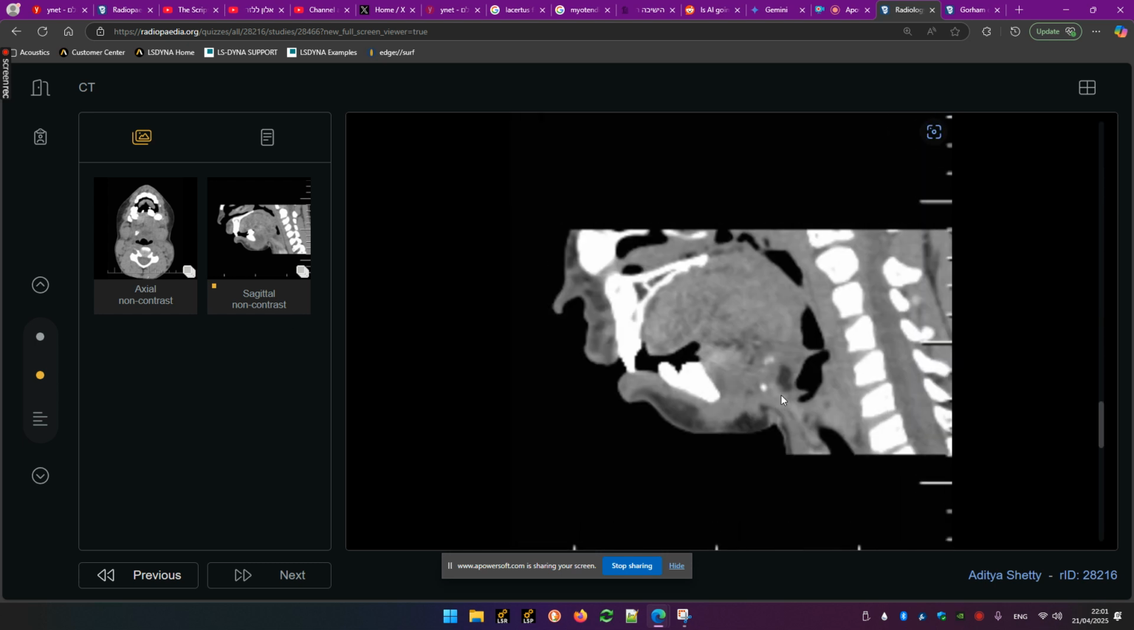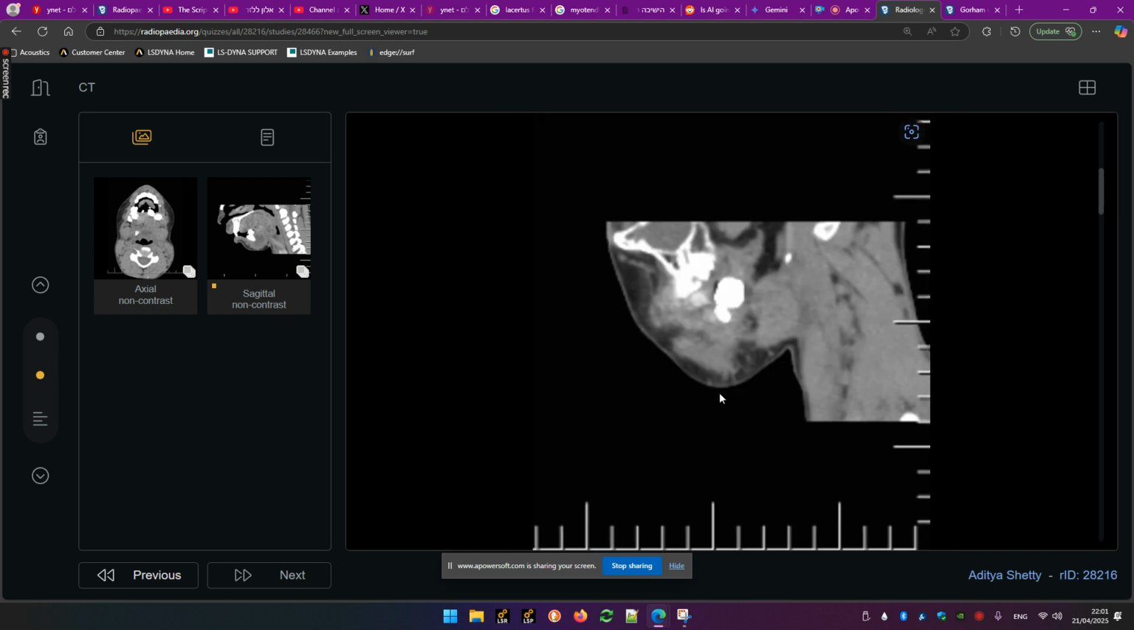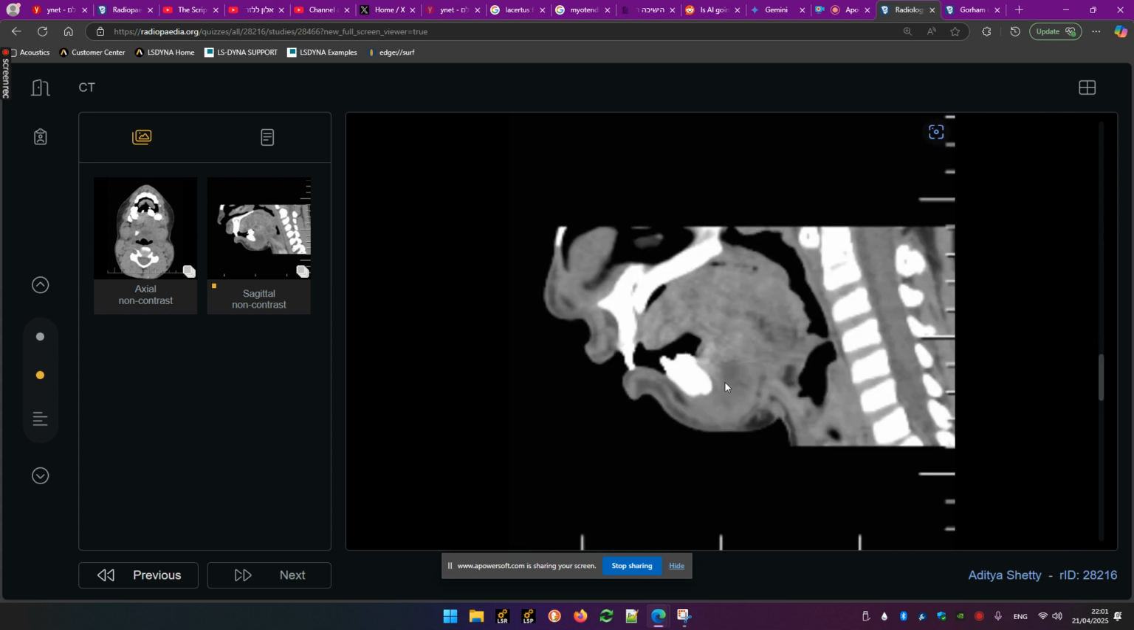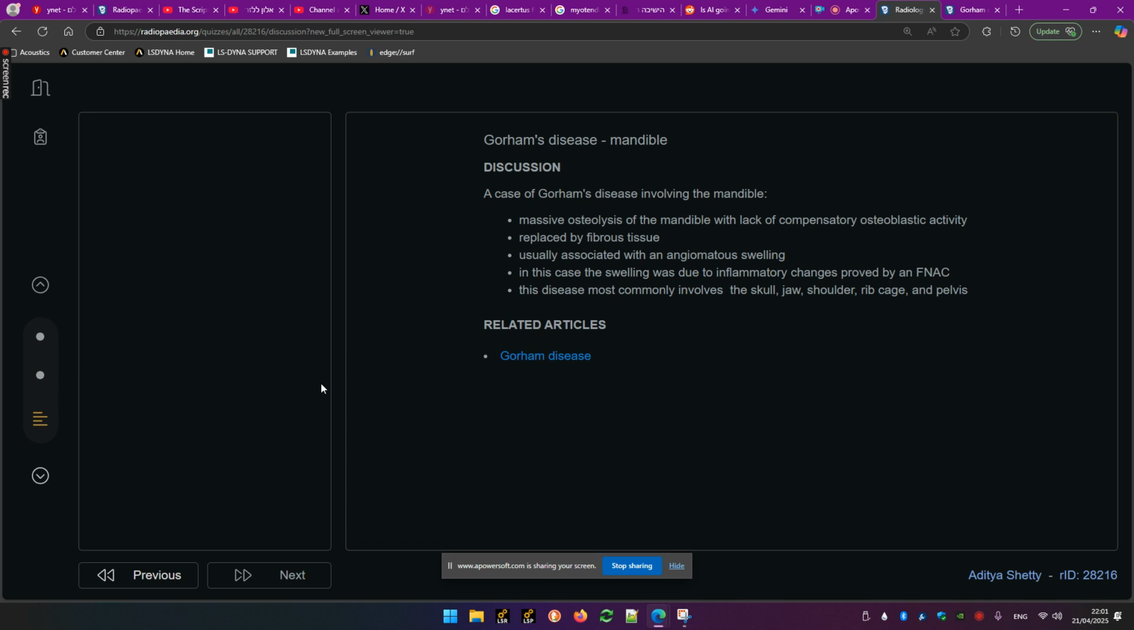Okay, thank you very much. And here is just a collection of fluid, probably because it's hypervascular, part of Gorham syndrome, Gorham's disease.